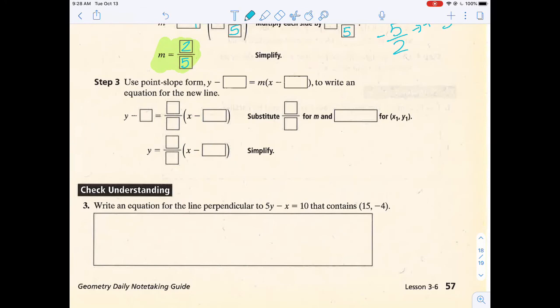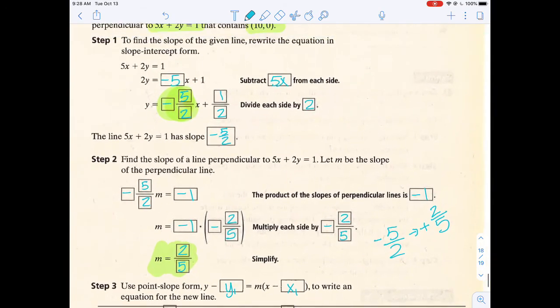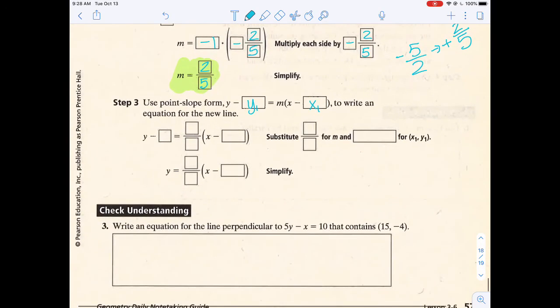Okay, then we're going to use point slope form, y minus y1 equals m times x minus x1 to write an equation for the new line. And remember, we're using the point 10, 0. I'm just going to write that off to the side. So I know that the slope is 2 over 5. We're using the point 10, 0, so we're going to plug those things in. Slope is 2 over 5. X1 is 10. Y1 is 0. So we don't need that 0 anymore. Y equals 2/5 times x minus 10.